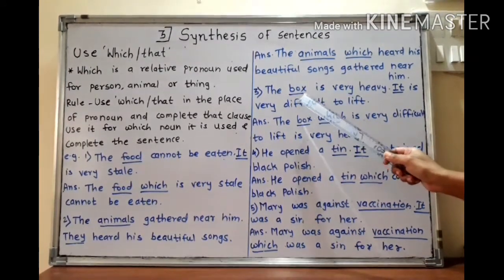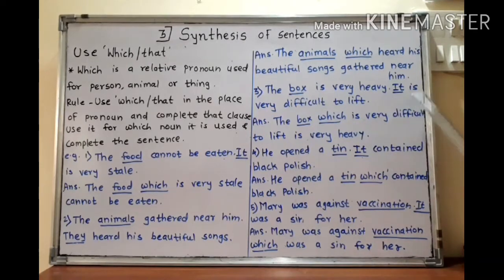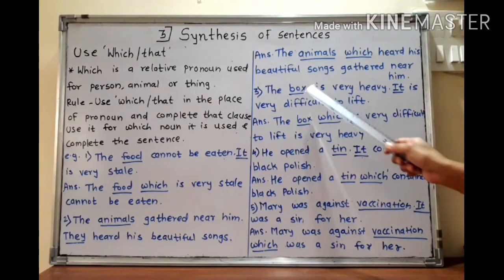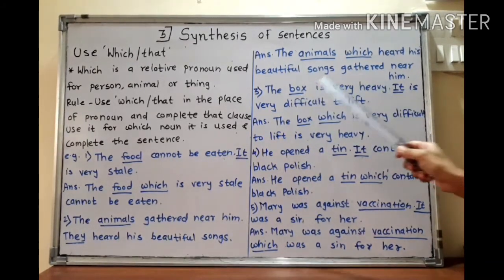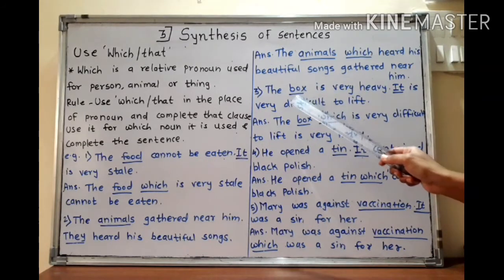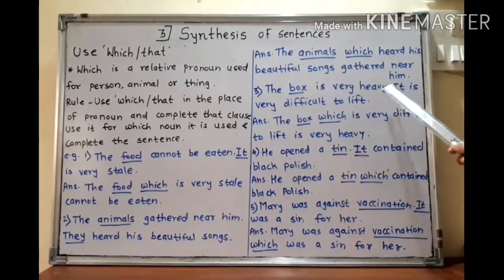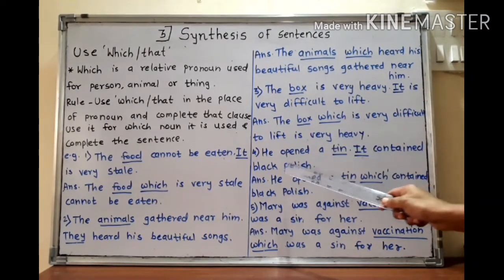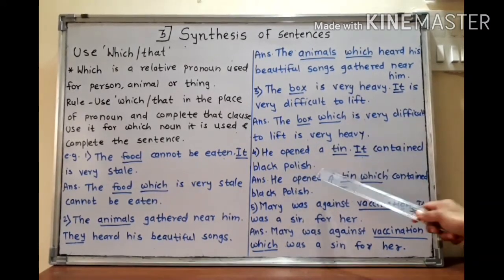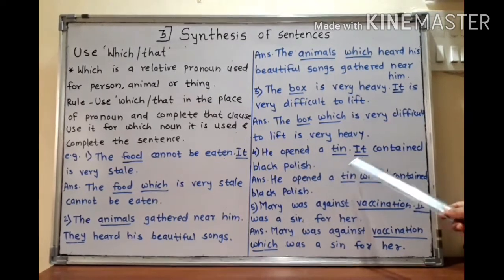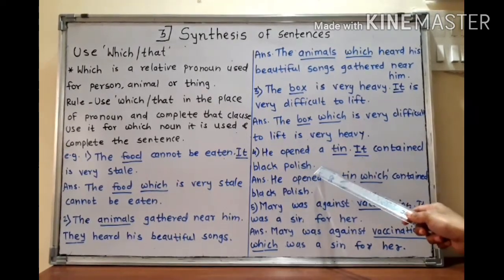Next example, the box is very heavy, it is very difficult to lift. Box is the noun, it is the pronoun used for box. So very simple to write: the box which is very difficult to lift is very heavy. He opened a tin, it contained black polish. He opened a tin which contained black polish.